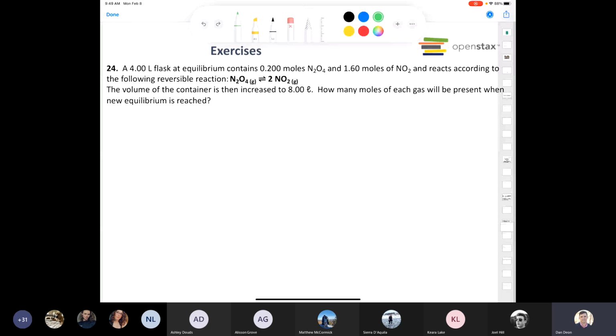All right, let's take a look at 24. Got to read these questions carefully. It says you've got a 4-liter flask at equilibrium. It contains 0.2 moles of dinitrogen tetroxide and 1.6 moles of nitrogen dioxide, and it reacts according to this equation. The volume of the container is then increased to 8 liters, right? So the size of the container is doubled.